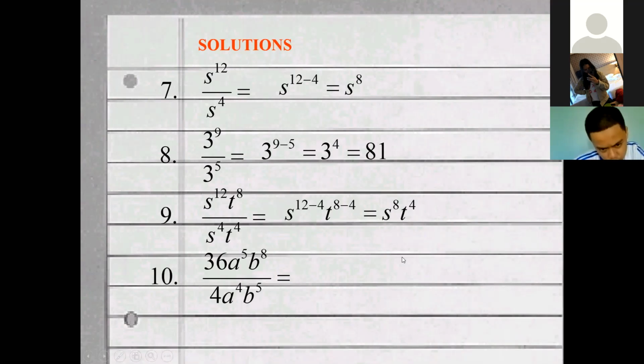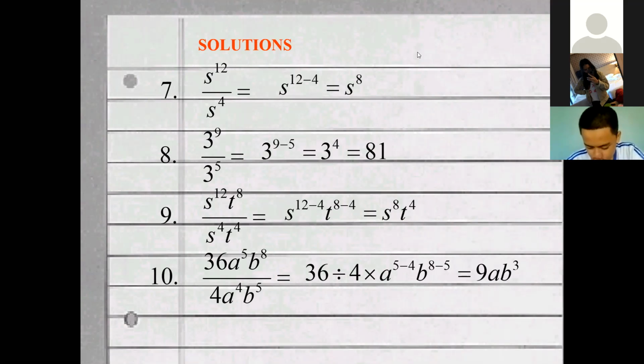9ab to the power of 3. Okay. Make sure that you don't have a parenthesis here because b is the only one raised to the power of 3 and not a nor 9. So very good for the first 10 students who answered this correctly. Questions? Clarifications?